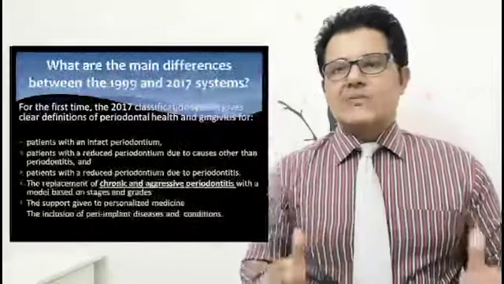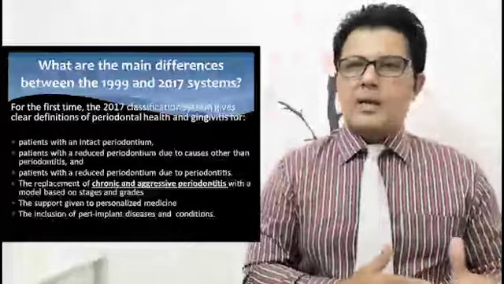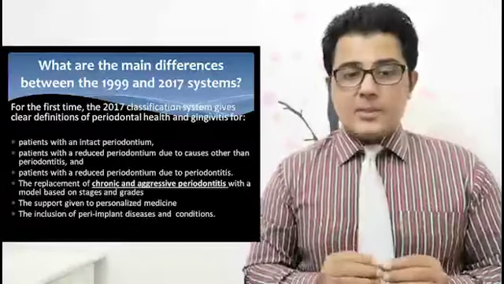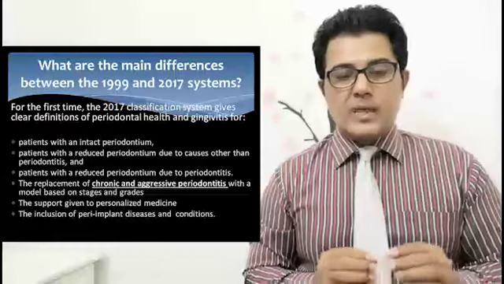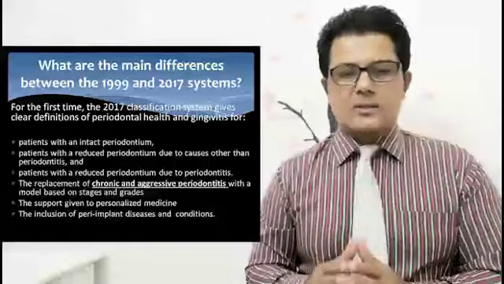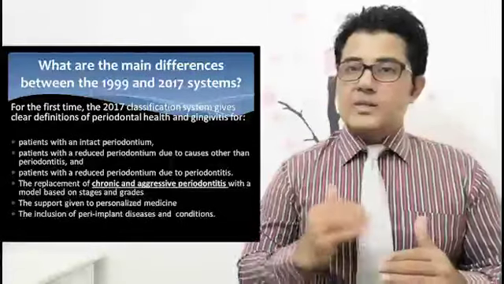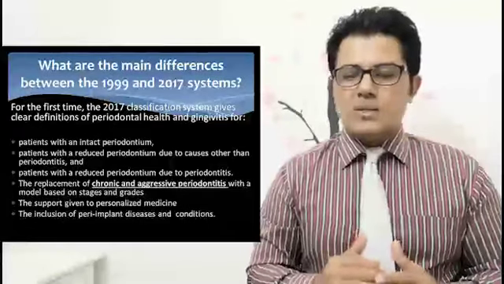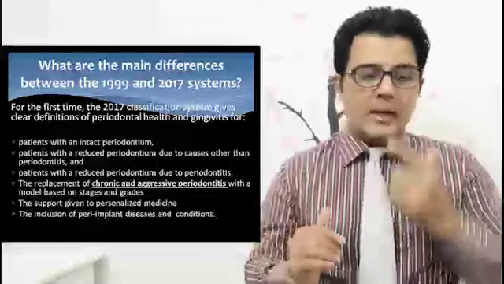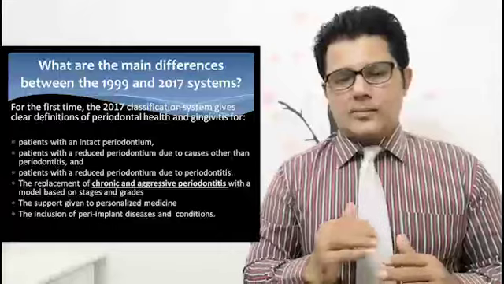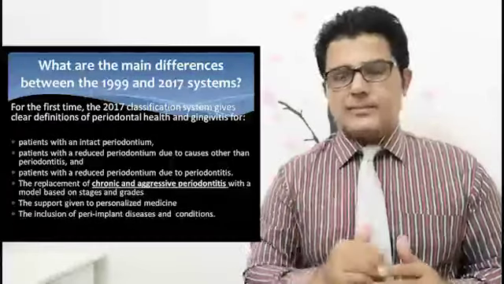First of all, we should know the main differences between the 1999 and 2017 classification. For the first time, the 2017 classification system gives us clear definitions of periodontal health and gingivitis for patients with an intact periodontium, patients with a reduced periodontium due to causes other than periodontitis, and patients with a reduced periodontium due to periodontitis.